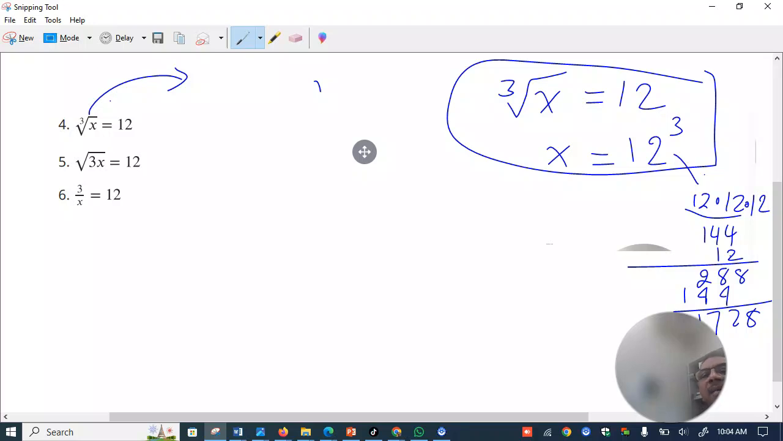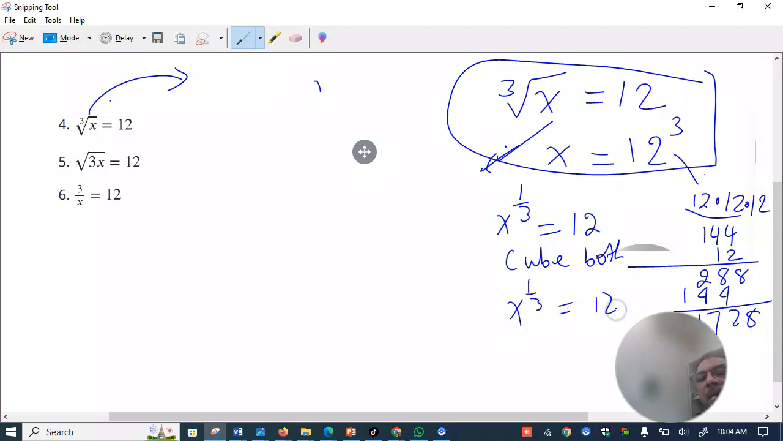You get 1728. So basically, all you do is we say, hey, this is the same as x raised to 1/3, which is 12, and then you cube both sides. Cubing both sides gives x raised to 1, because 1/3 of 3 is 1, and you get the same answer as what I did here.